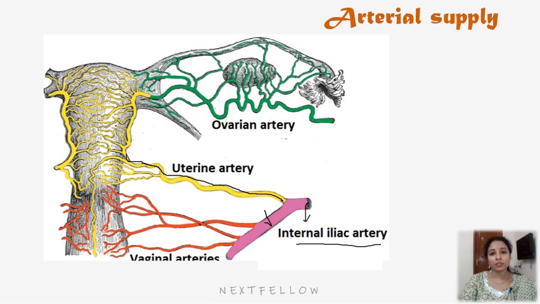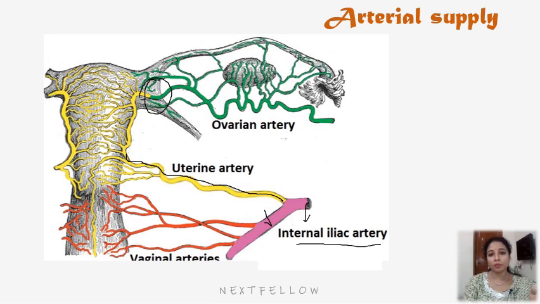Then it ascends along the lateral side of the uterus, and as it reaches the superior lateral angle of the uterus, it turns laterally and crosses the uterine tube and anastomoses with the ovarian artery. So we can see the anastomosis between the uterine artery and the ovarian artery.